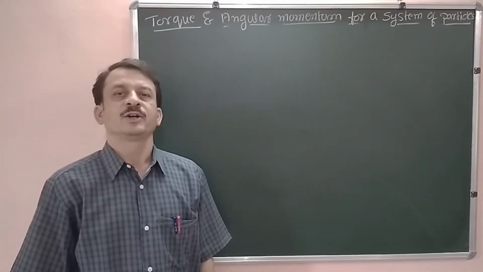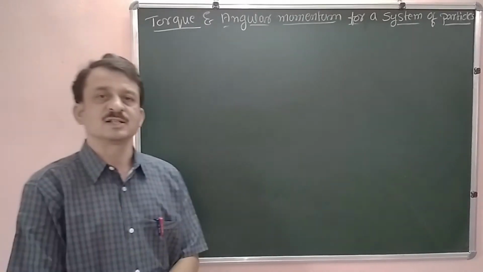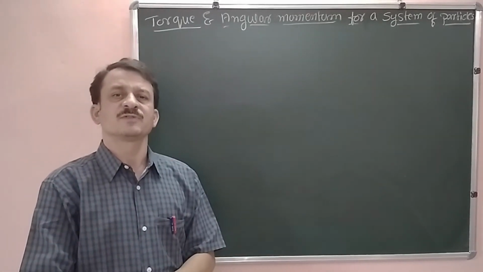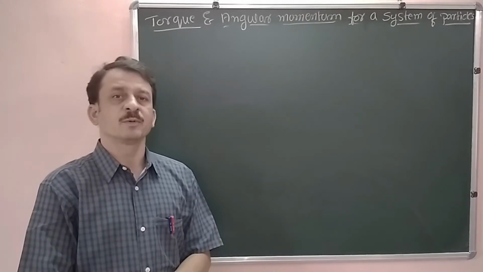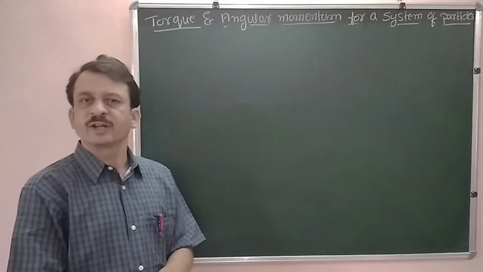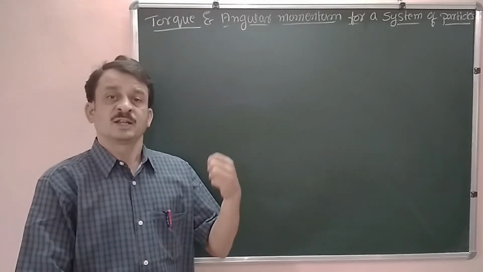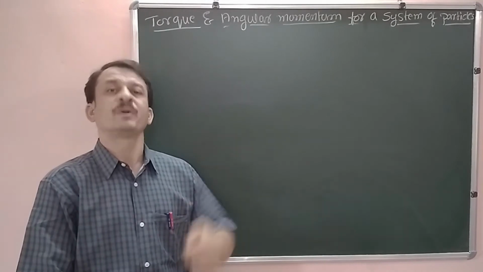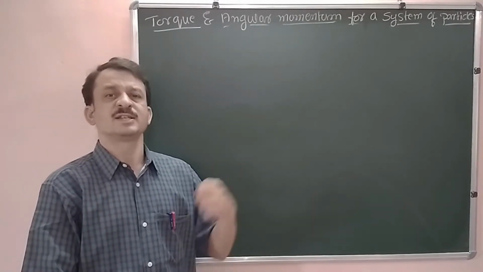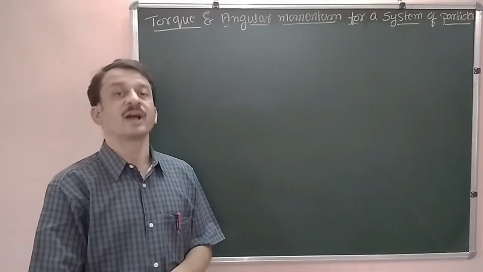Now we will study torque and angular momentum for a system of particles. In the previous class we studied torque and angular momentum for a single particle, and also obtained the relation between the torque and the angular momentum. What was that relation? The time rate of change of angular momentum of a particle is equal to the torque acting on it, that we have derived.